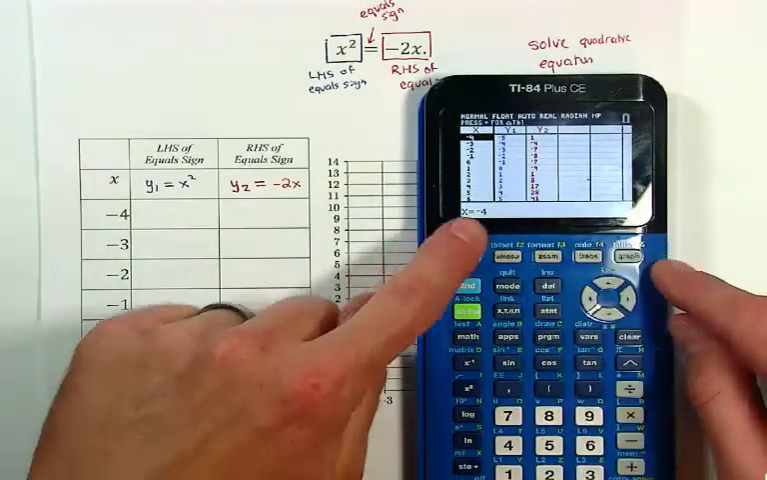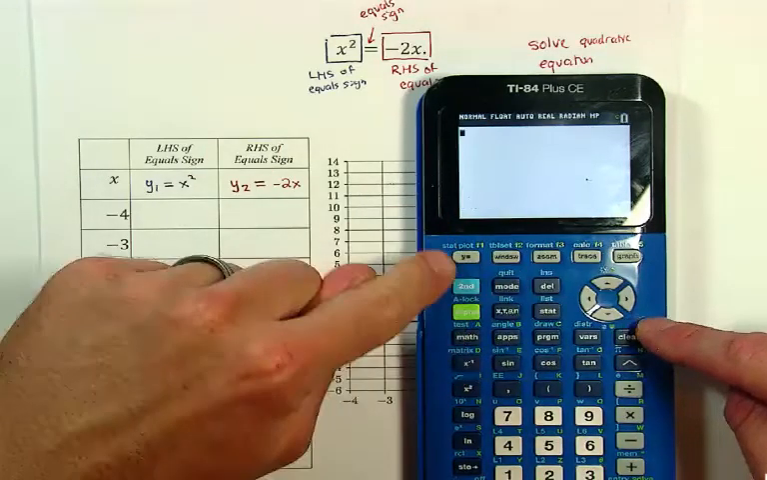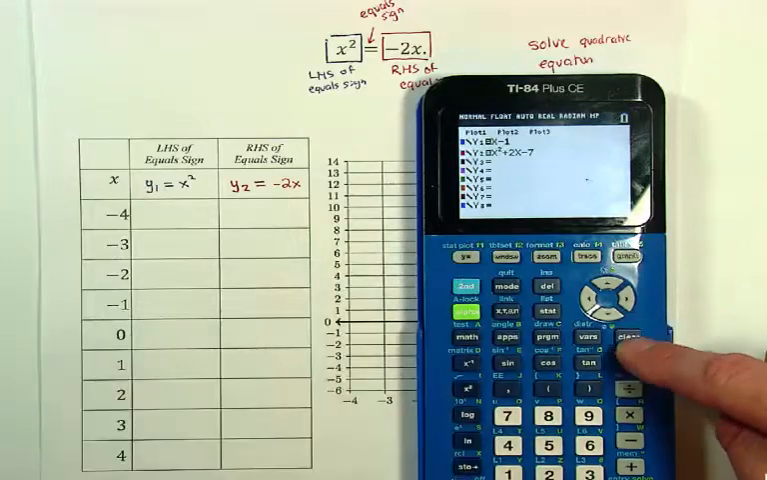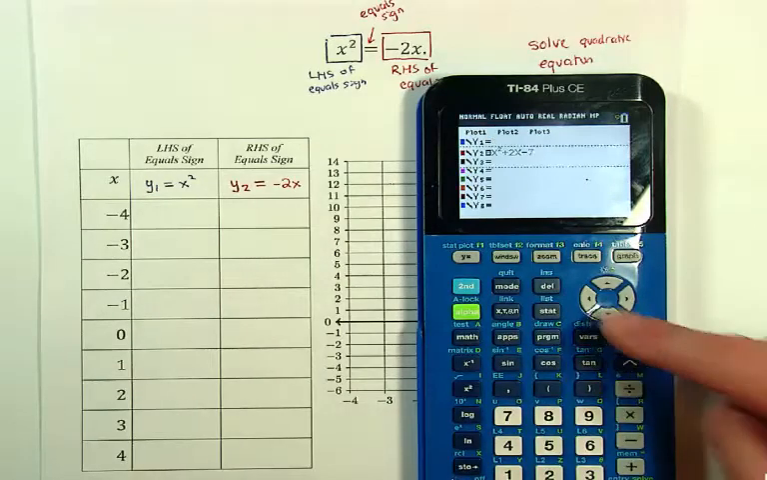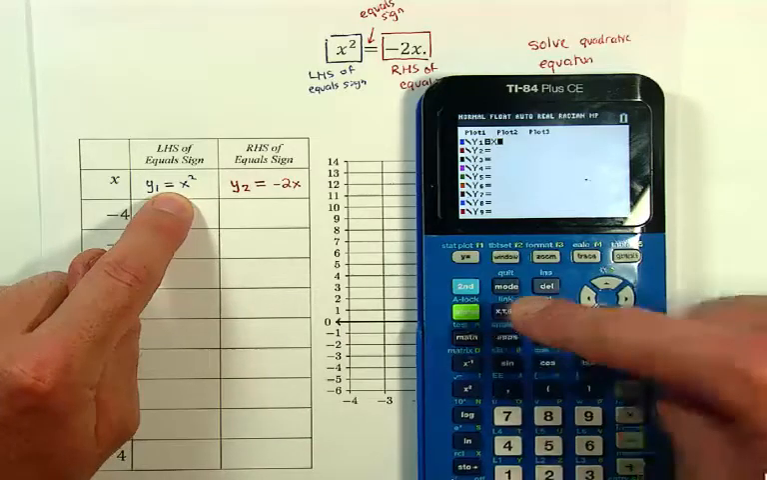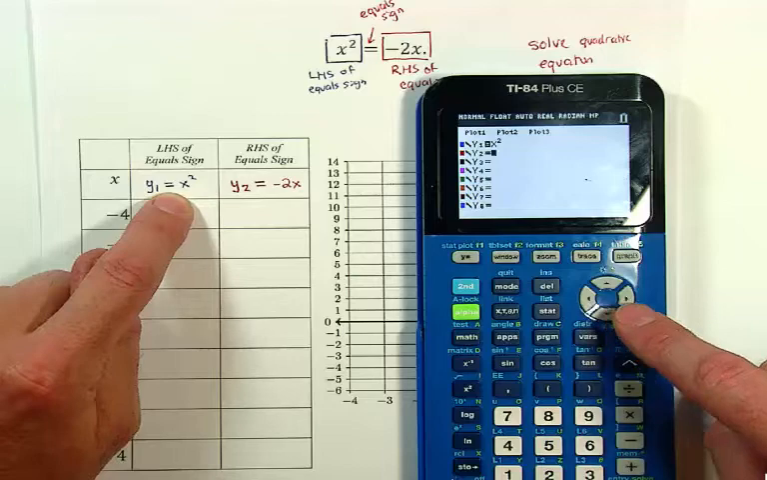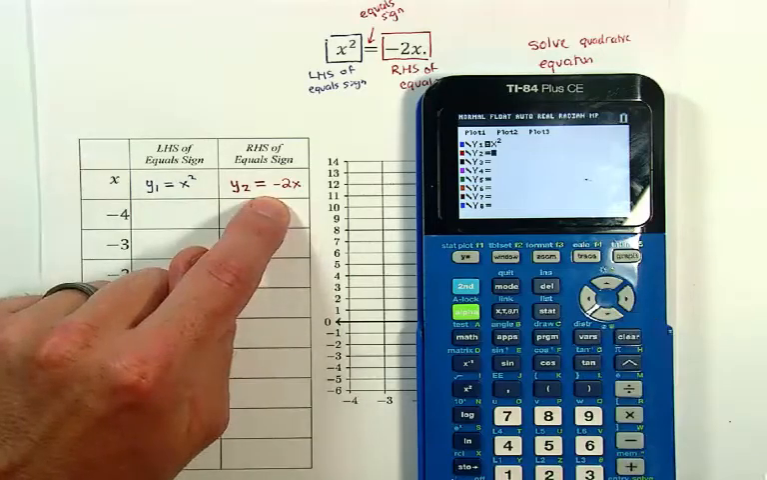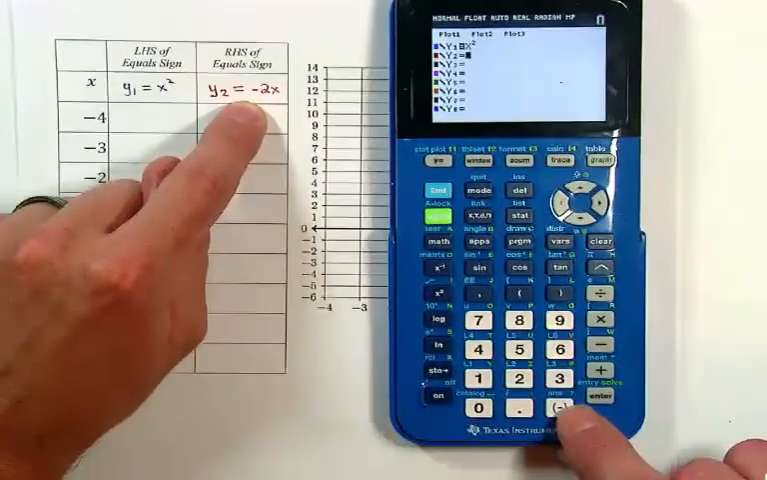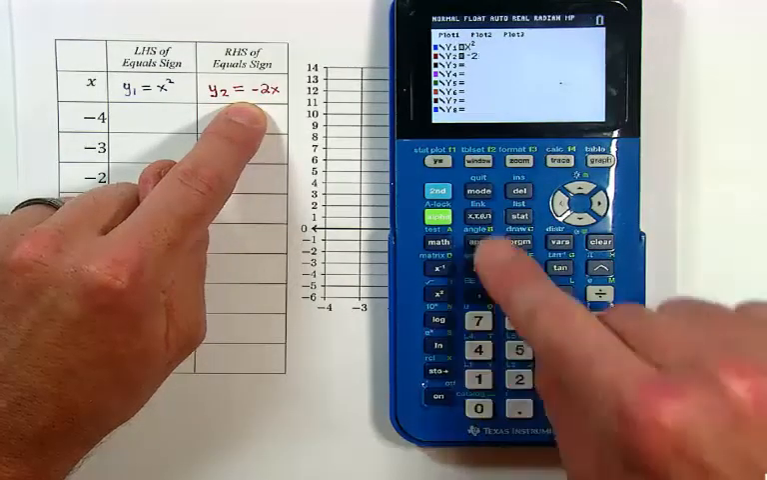Notice my calculator has data from a previous problem. In order to get rid of that data, I just go to the y equals, I push clear on the previous function and clear again. In this case, I want an x squared, so I hit the appropriate button in y1. y2, I want a negative. Remember that the negative is the small sign at the bottom, 2 times x.